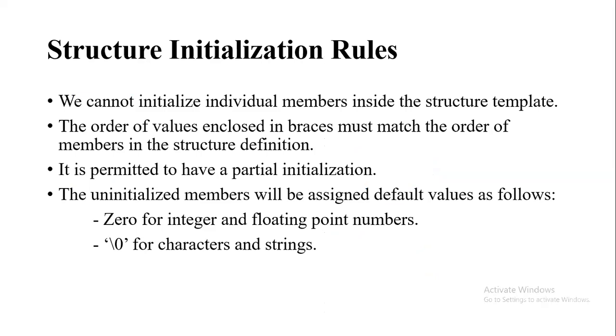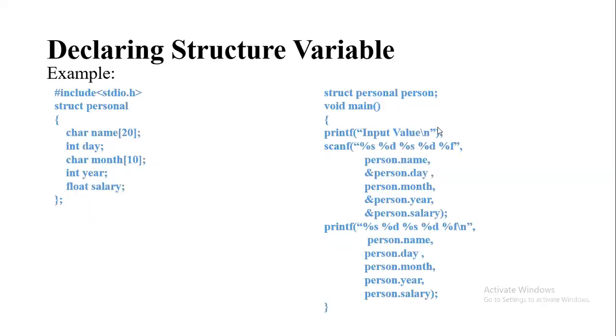So later on, we can change those values, right? If you want, you can give all the 5. Or else we can initialize 1 or 2, and the others will be null or 0. If it is integer and float, it will be initialized to 0.